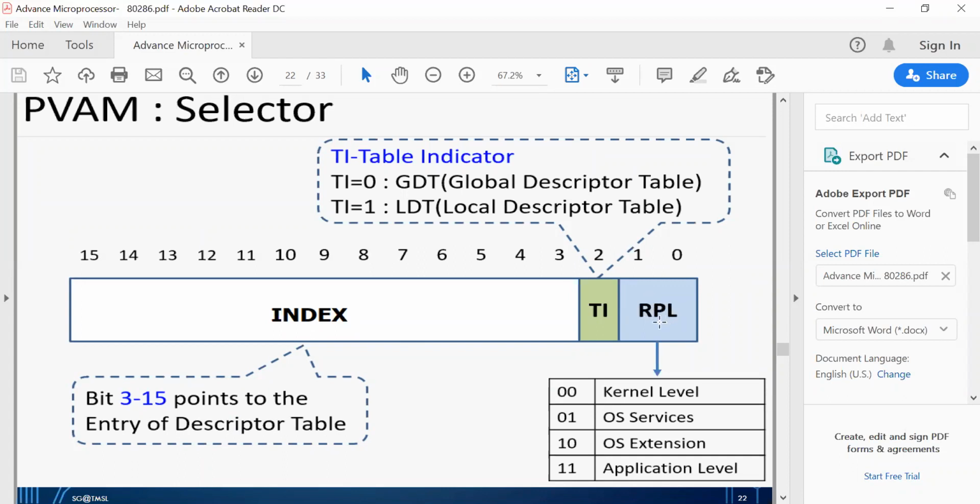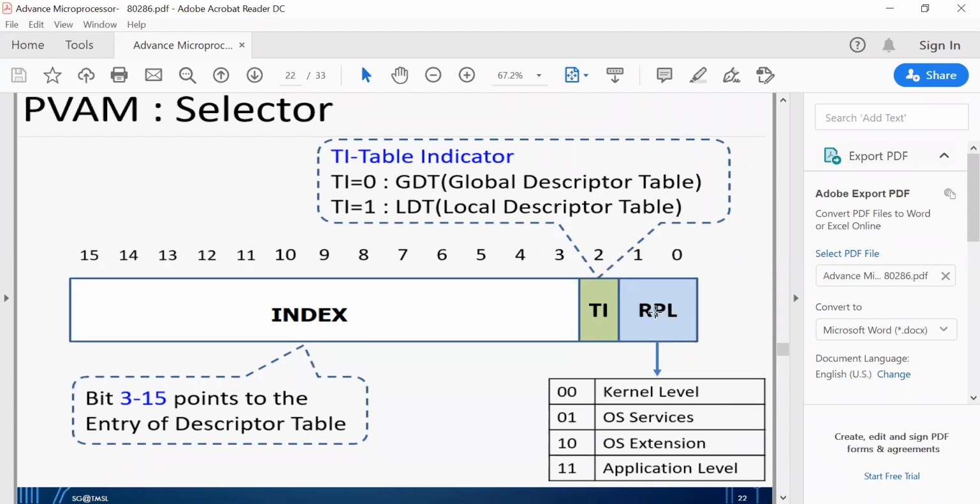So in the 80286 there are 4 privilege levels. The first one is the kernel level, the second is the OS services, the third is the OS extension, and the fourth one is the application level. Which privilege level has been selected, you can choose using the 2 bits. If 00, then the first level; if 01, then the second, then third, then fourth, as per your requirement. So it describes the desired privilege of the segment.